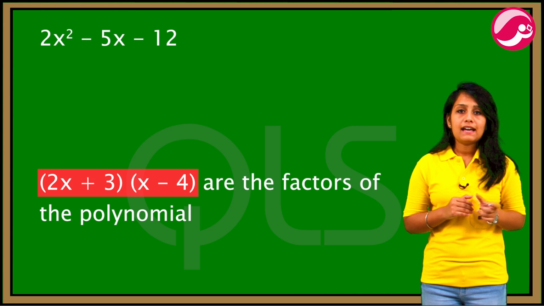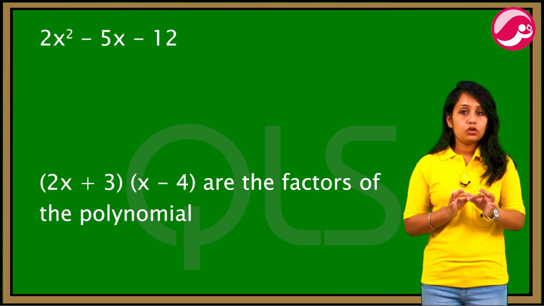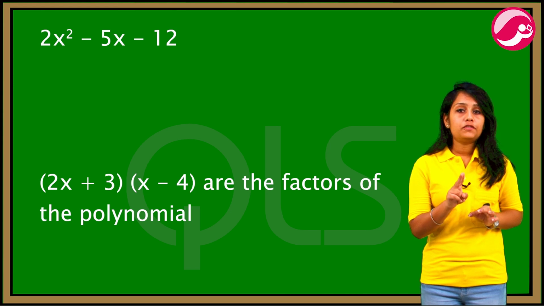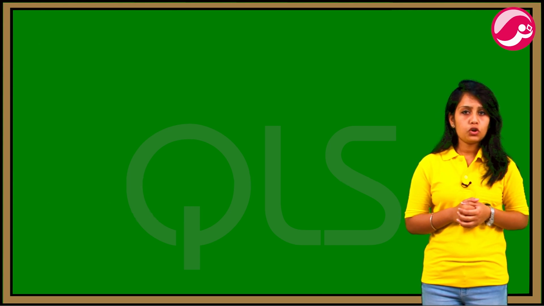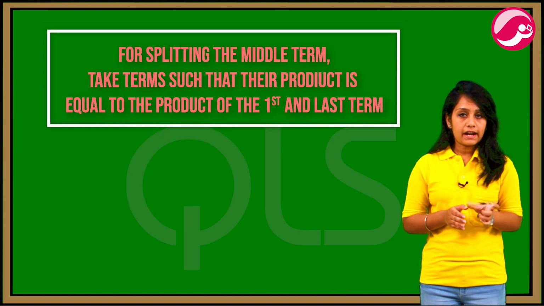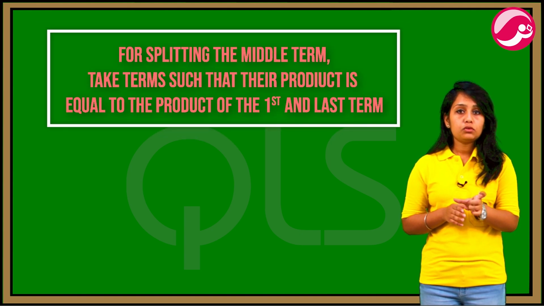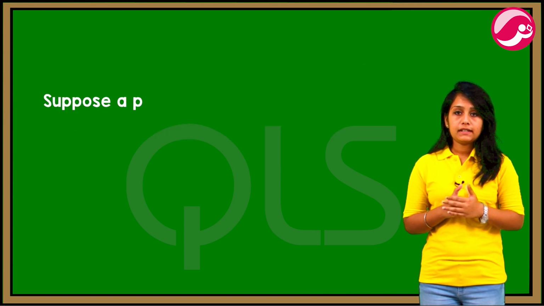We can see that as the original polynomial had leading coefficient equal to 2, the coefficient of x in one of the factors is also 2. So this is how it's done. I just told you that for splitting the middle term, take terms such that their product is equal to the product of the first and last term. Now you must be wondering, how can I say this? Let me make it clear.